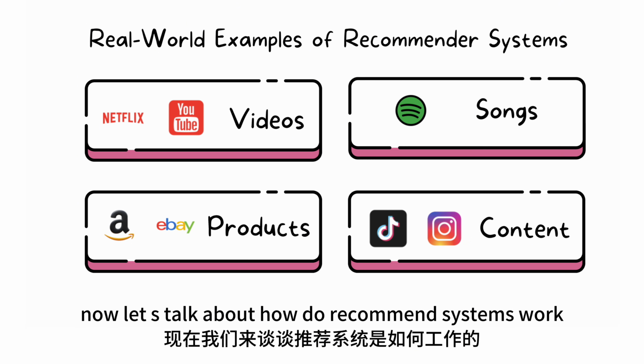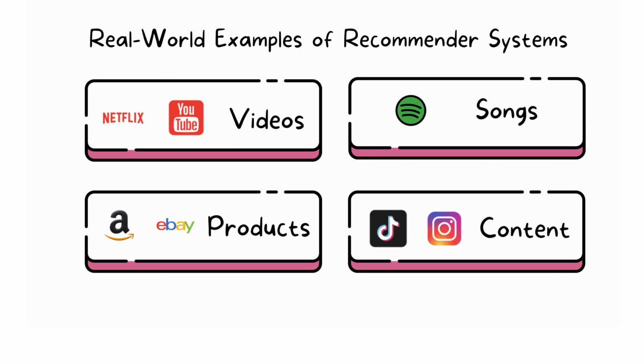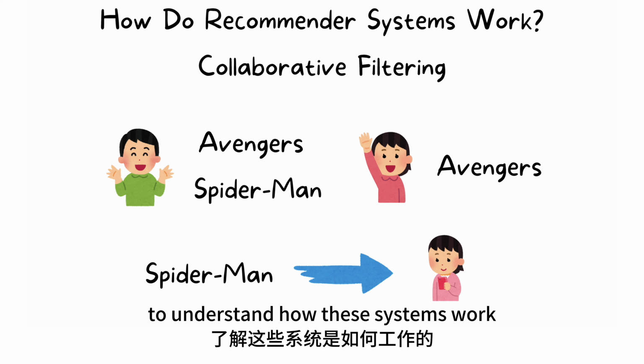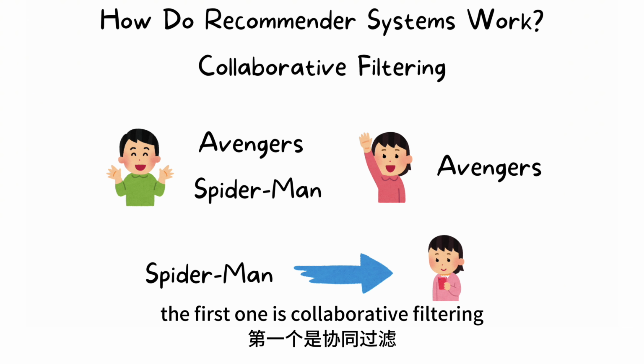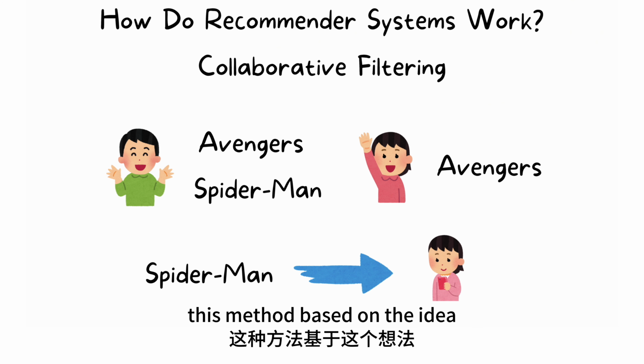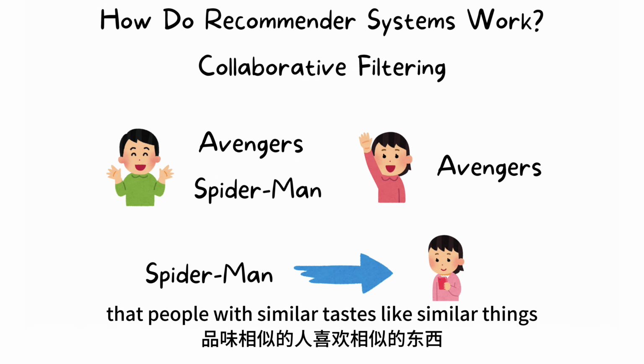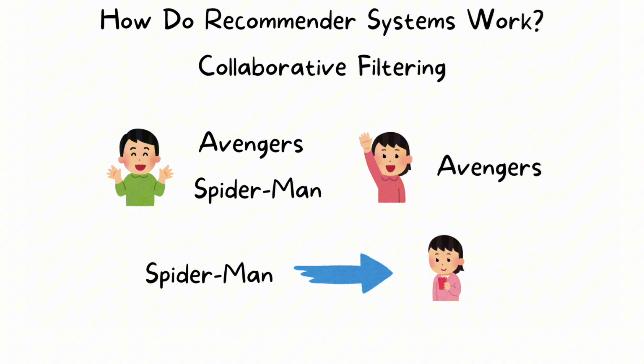Now let's talk about how recommender systems work. To understand how these systems work, let's break them into two main types with simple examples. The first one is collaborative filtering. This method is based on the idea that people with similar tastes like similar things.